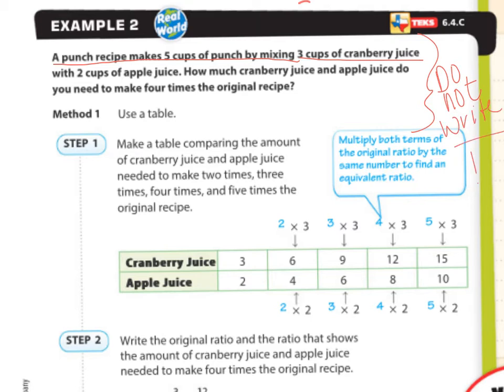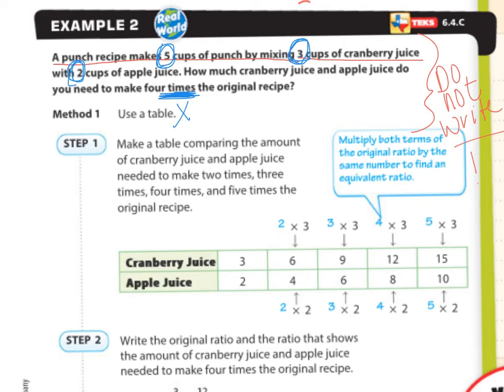A punch recipe makes 5 cups of punch by mixing 3 cups of cranberry juice with 2 cups of apple juice. So let's just check that. 3 cups of cranberry juice and 2 cups of apple juice. So 3 cups plus 2 cups is how many? 5 cups. All right, so there's your total right there. How much cranberry juice and apple juice do you need to make 4 times the original recipe? Times is a big clue as to what you might have to do. Times. Okay?